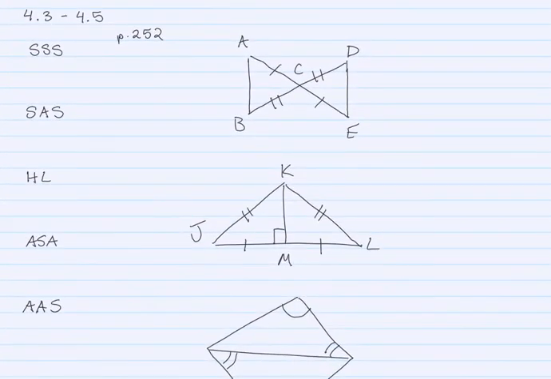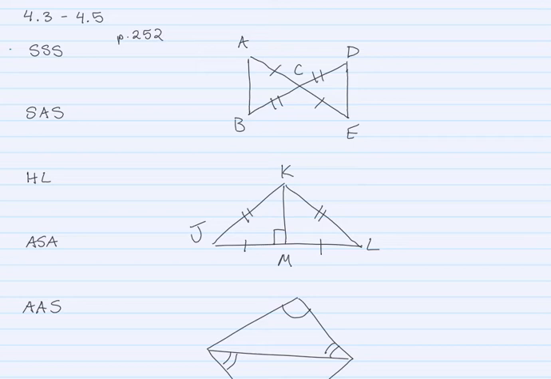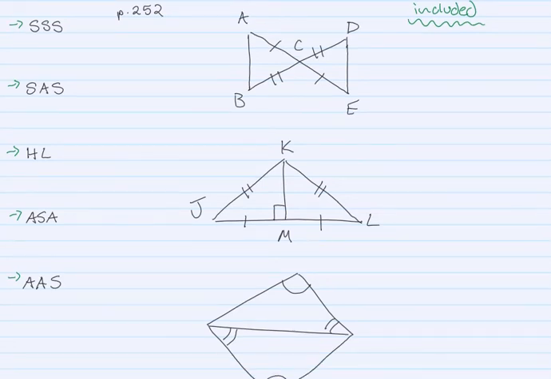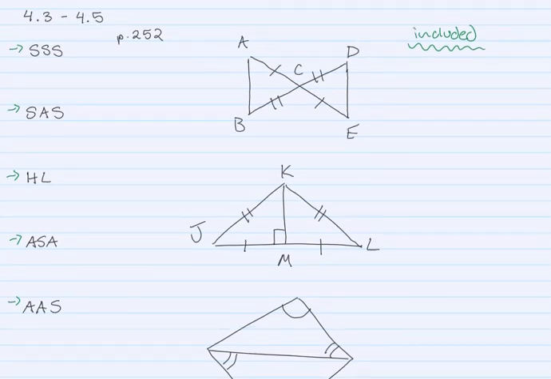Sections 4.3 to 4.5 discuss our 5 congruence theorems. So we did side, side, side; side, angle, side; hypotenuse, leg; angle, side, angle; and angle, angle, side. I told you that one of the vocab words that's going to help you a lot is whether a side or an angle is included. So you are going to have to either list what theorem it is, or can they be proven congruent, and by what, or in the correct order, what triangles are congruent. So that would be writing a congruence statement.